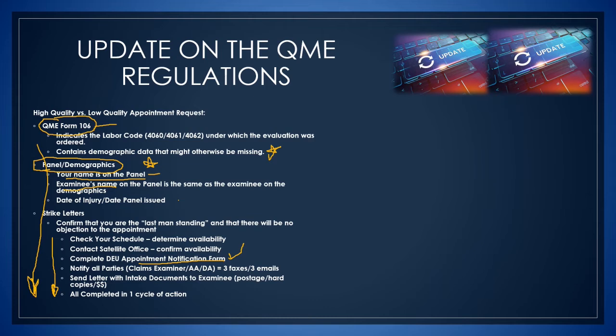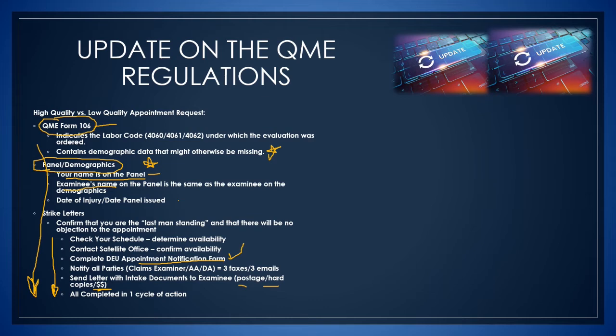Then you can notify all the parties, meaning the claims examiner, the applicant attorney, the defense attorney, through either 3 faxes or 3 emails of the appointment day, date, and time. Then you can go through the process of sending the letter to the examinee with any intake documents or questionnaires that you want to send to the examinee, all of which requires postage, which requires hard copies of papers, envelopes, stamps, all of which cost money in hard costs and then also in soft staff costs.